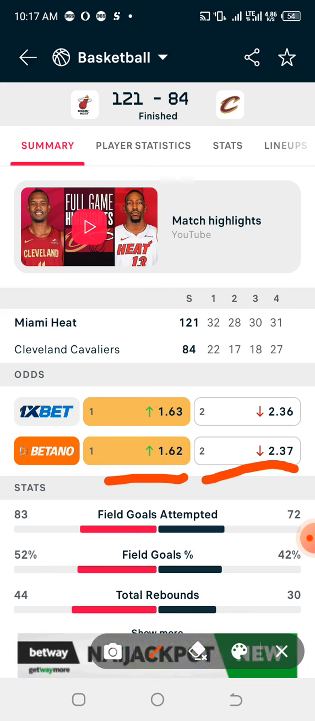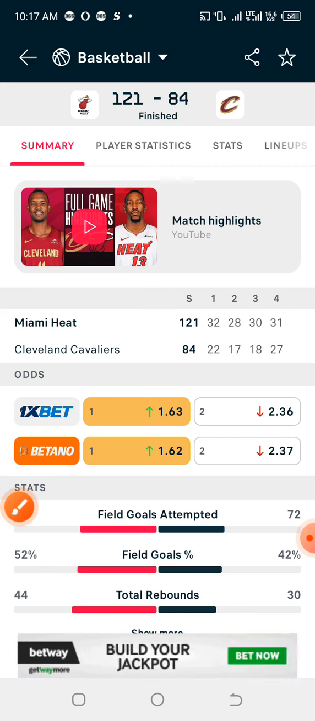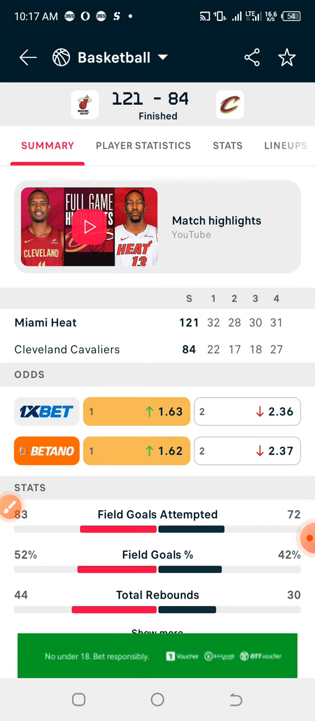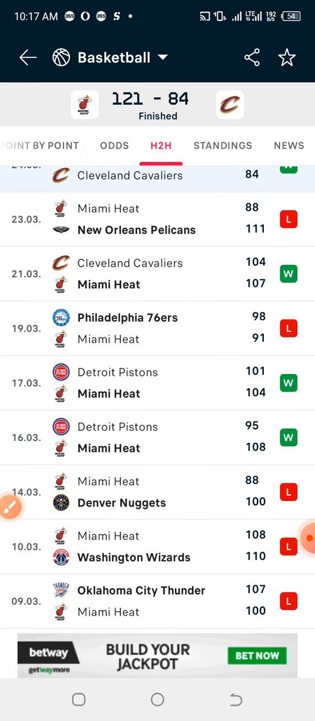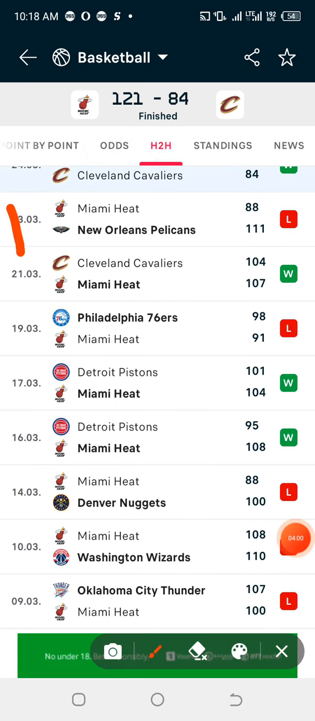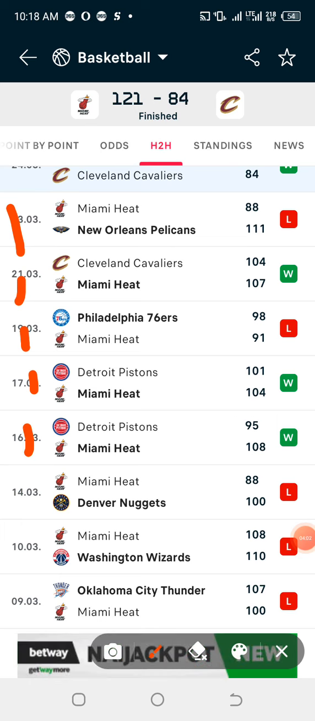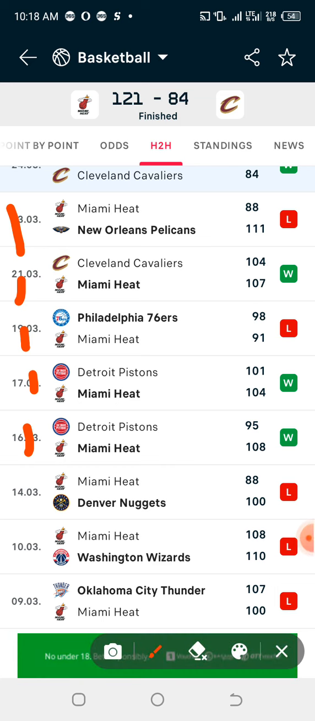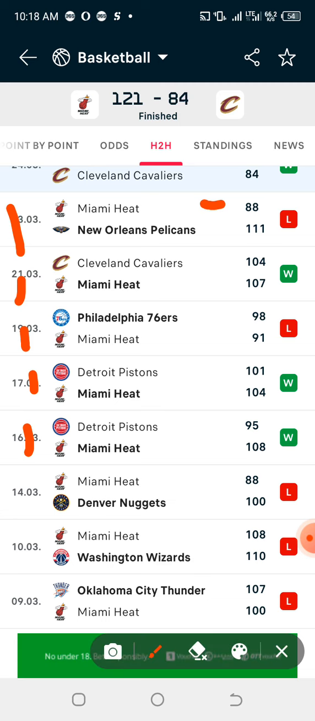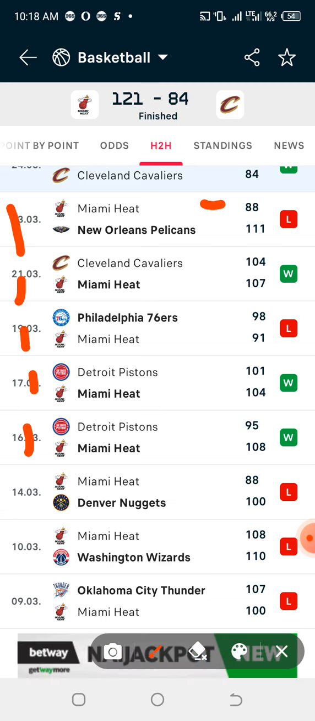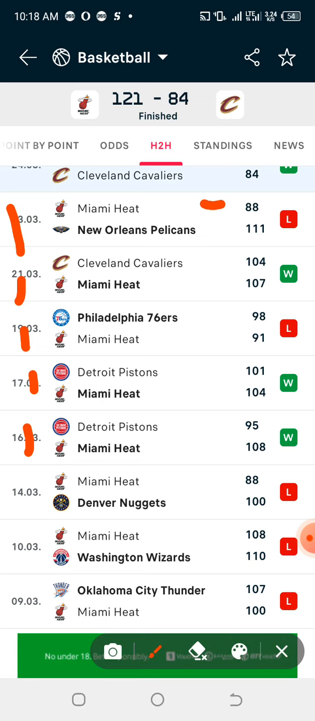Now let us check. We are focusing our over points on Miami Heat. Now let us check the head-to-head. So let's calculate it. We have 1, 2, 3, 4, 5. These are the last 5 games that we are seeing here. Now we are going to check how many times Miami Heat played at home. If we check this particular game, the game ended at 88 for Miami Heat. And checking the rest, I think they played their games away. Now document that down: 88.